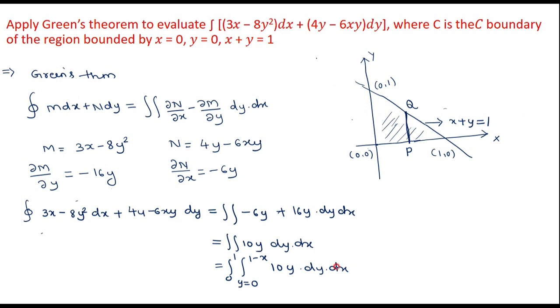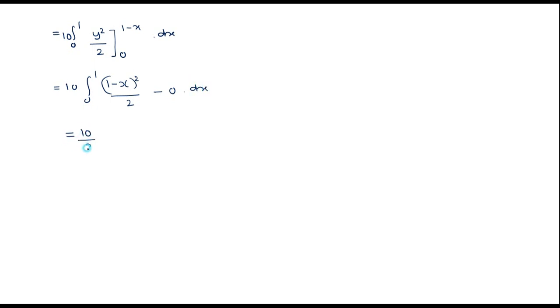So we'll simplify this. 10 is a constant and the integration of y is y square by 2. So this is equal to the integral from 0 to 1, taking 10 out of the integral sign, of y square by 2 between 0 and 1 minus x, dx. That is, from 0 to 1, (1 minus x) the whole square divided by 2 minus 0, dx. So take 2 out of the integral sign, 0 to 1, (1 minus x) the whole square dx.